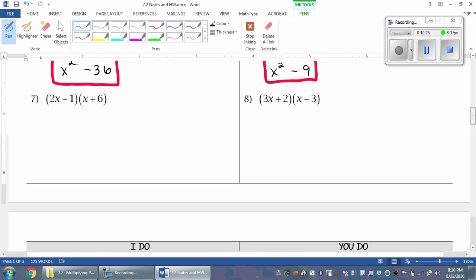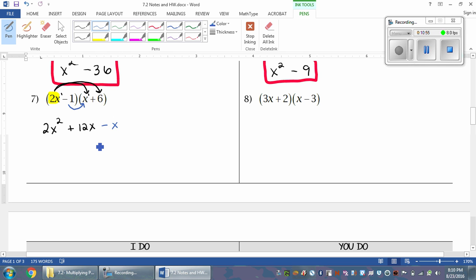It's a little bit difficult because as you can see, instead of an x, I have a 2x. But as long as you remember your properties of your exponents, you'll be definitely fine. All right, so I have 2x times x. Now we add the exponents, so it's 2x squared. 2x times 6, that's a positive 12x. I'm going to continue and distribute that negative 1. Negative 1 times x is negative 1x.